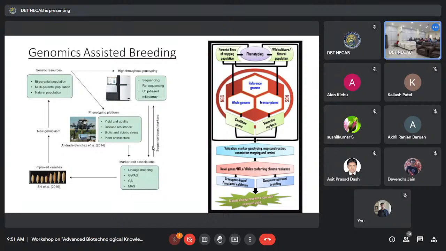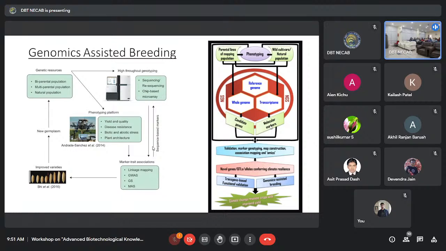Now next comes genomics assisted breeding, or genomic assisted selection. Marker-tagged association breeding, marker assisted breeding, marker assisted backcross breeding, all these are also genomic assisted breeding. But if you see genomic assisted breeding in a whole way, this can be summarized in this model.